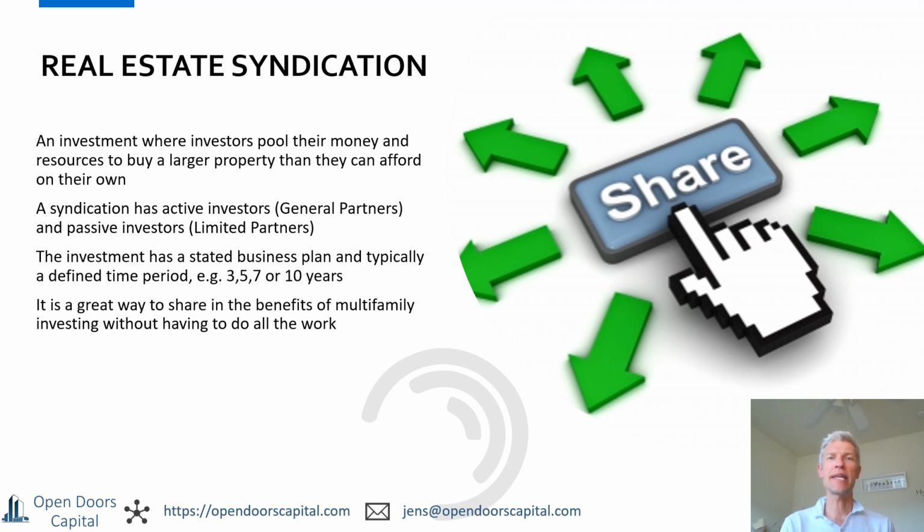A syndication has a stated business plan and typically a defined time period. So the business plan may be to renovate the units, raise rents, and do other improvements to the property to make it more profitable. Then typically, the deal will be exited in anywhere from 3 to 10 years, depending on the business model and the plan that you're trying to execute. It's a great way to get involved in multifamily investing without doing all the work yourself. So a busy professional may choose to invest passively in a syndication to get the benefit of real estate investing.